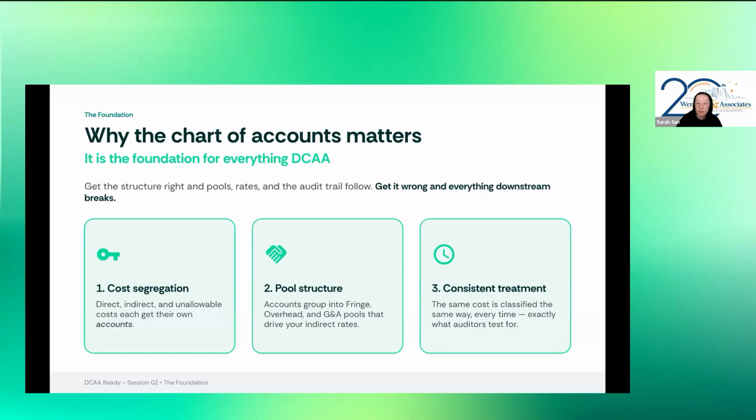And the third one is consistency. So basically, DCAA would expect a similar cost to be treated consistently over time. So for example, if a project travel is classified as a direct cost today, it should continue to be treated the same way under similar circumstances in the future. So on the next slide, we can see what a DCAA compliant chart of accounts looks like.